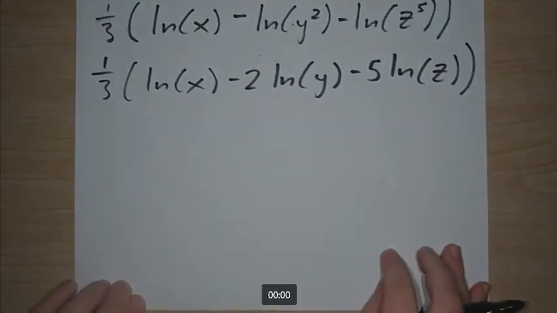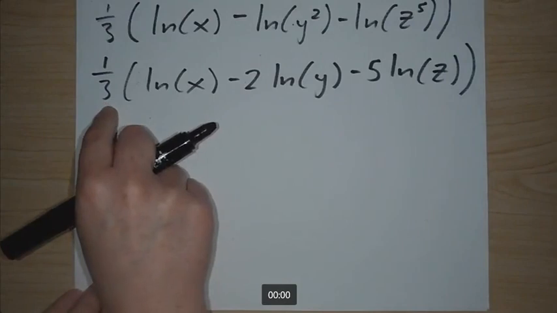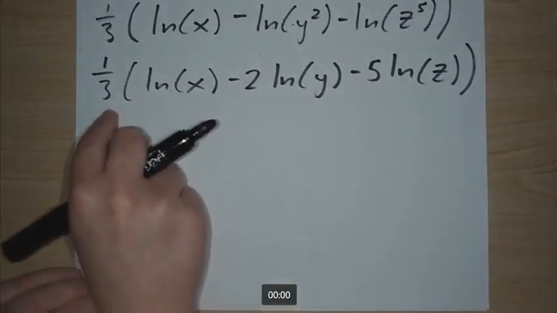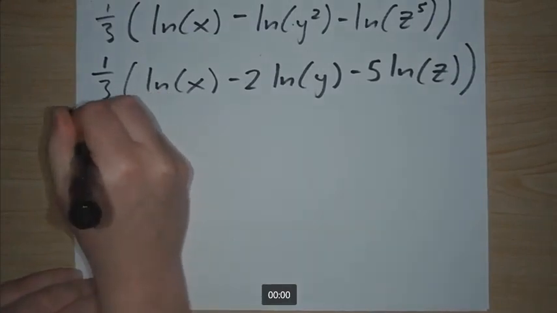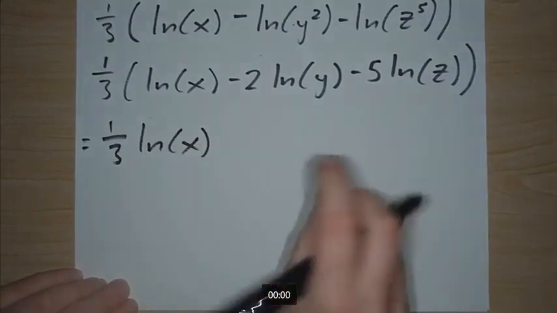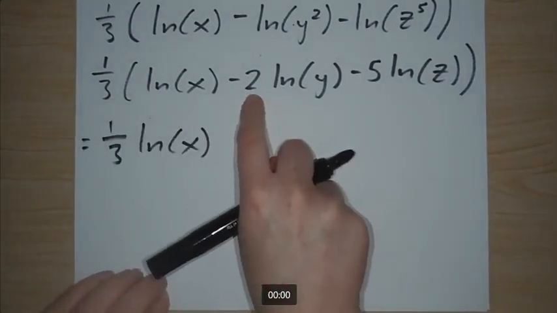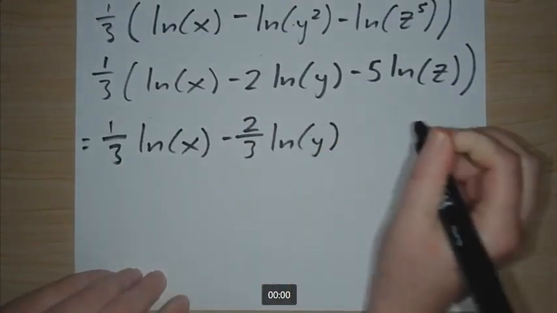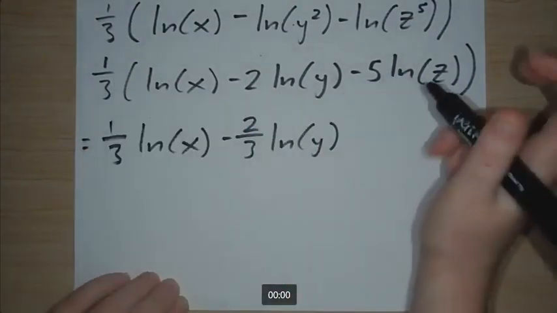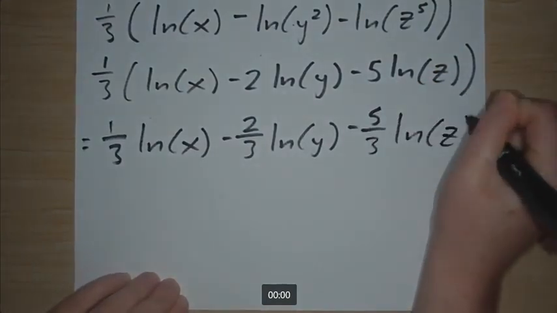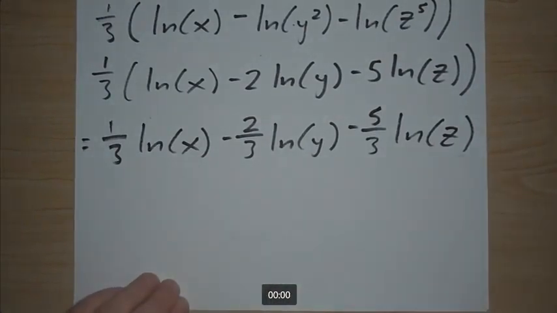Now all that's left is simply multiplying this 1/3 and distributing it all the way through to each logarithm. So this is equal to 1/3 times ln of x, and then 1/3 times negative 2 is negative 2/3 ln of y, and the negative 5 times 1/3 is negative 5/3 of ln of z, and there's no longer anything we can do to expand this, so we are done.